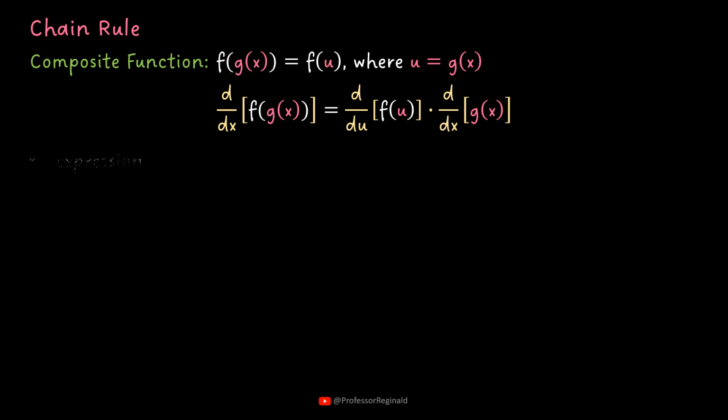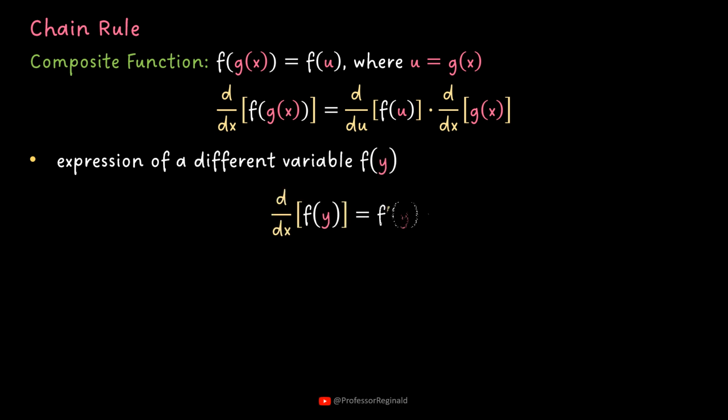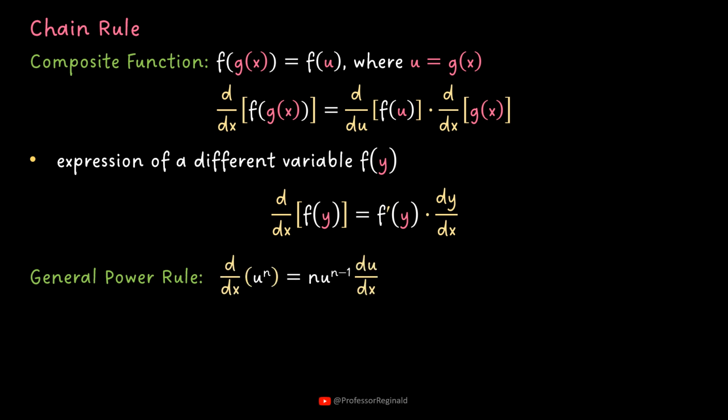Or for differentiating an expression of a different variable. In which case, we differentiate the expression like an ordinary derivative, and then multiply by the derivative of the variable with respect to the independent variable. The general power rule is the extension using the chain rule of the basic power rule into composite functions or expressions of a different variable. Remember that the basic power rule is applicable when the base and the variable of differentiation are the same.